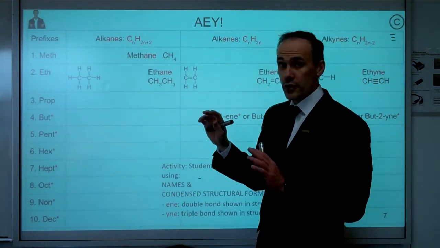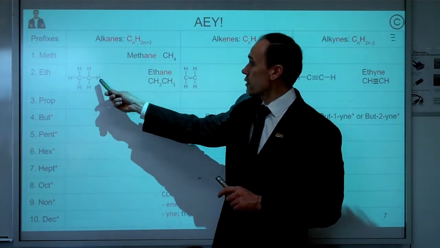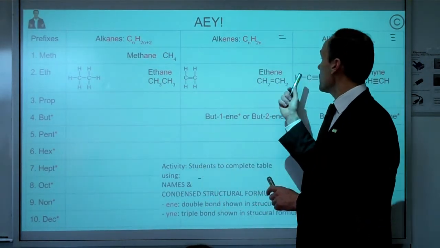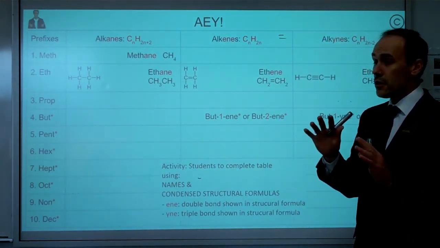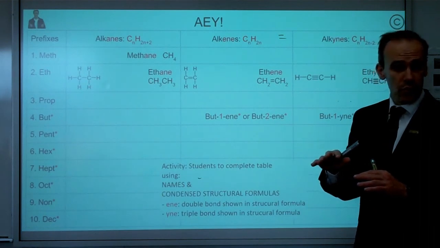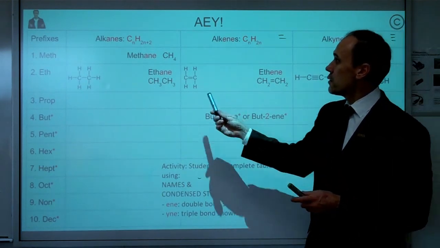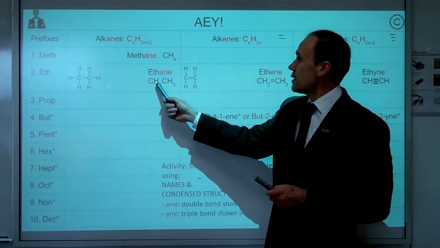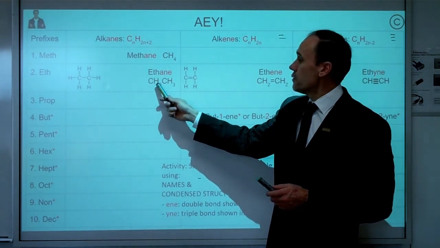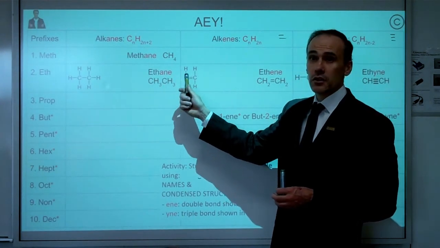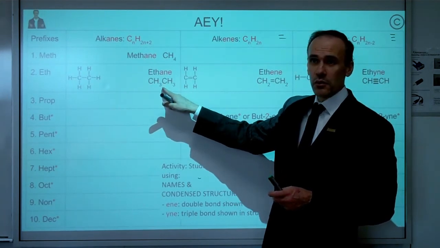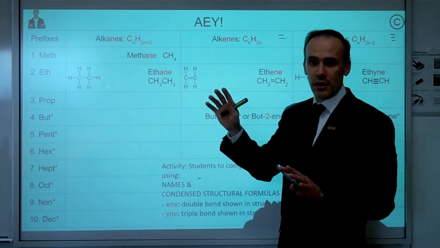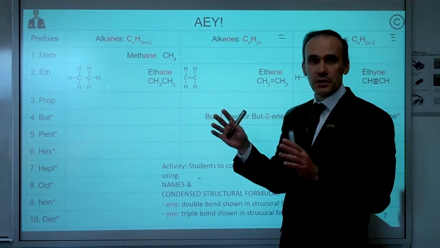Now, for this table, you're not drawing these diagrams. You're going to do that on your worksheet, on that workbook that I gave you. That'll be the first thing you do because they're pretty straightforward. But you're going to be doing the names and the condensed structural formula. For this, the condensed structural formula and the structural formula are the same thing because there's no multiple CH2s.